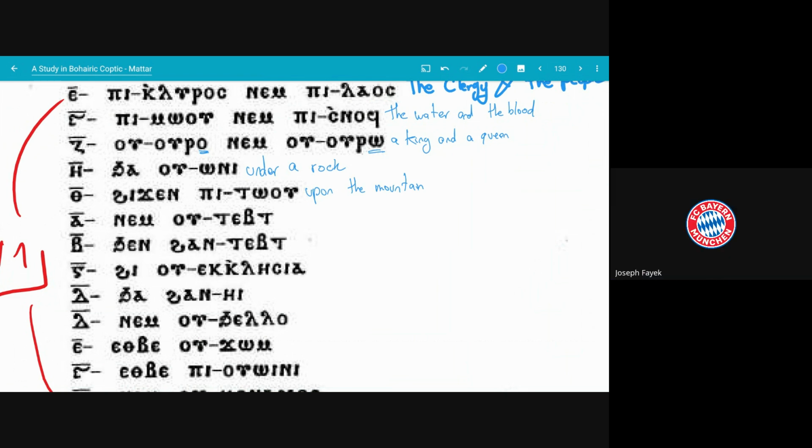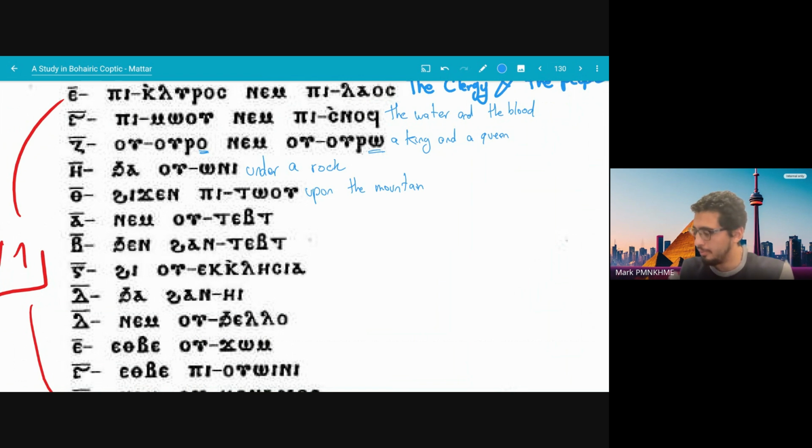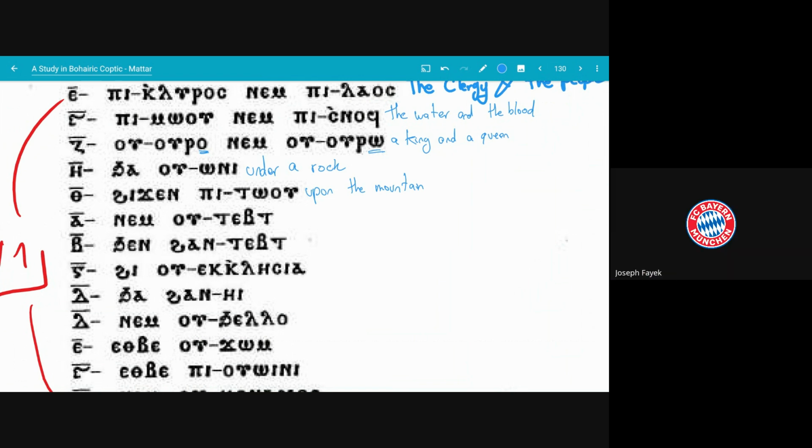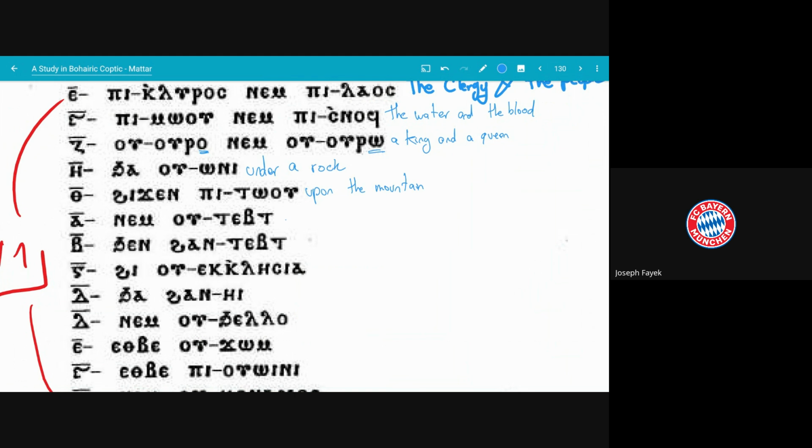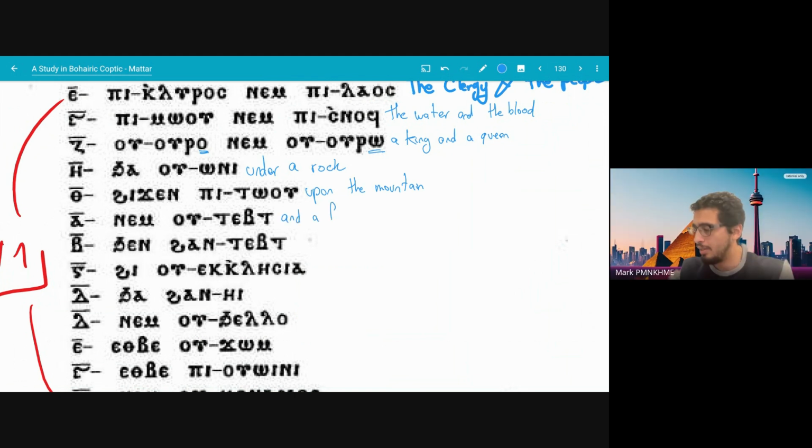Nem uteft. To be honest, I don't know the word teft. That's fine. It means fish. So keep going with fish. Okay, so and a fish. And a fish. Good job. All right, next one.